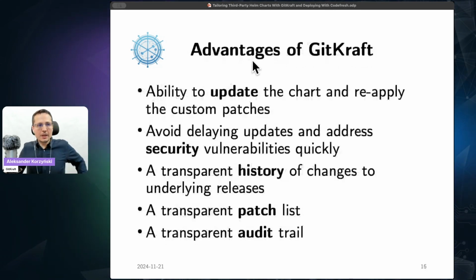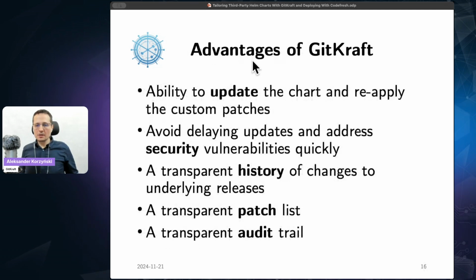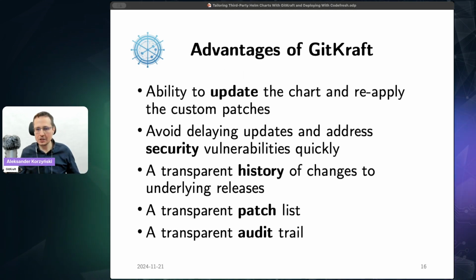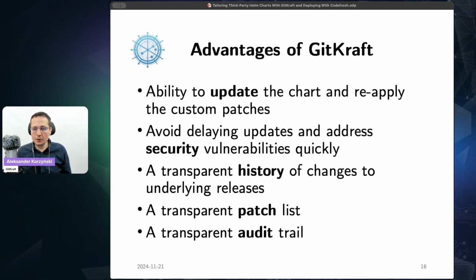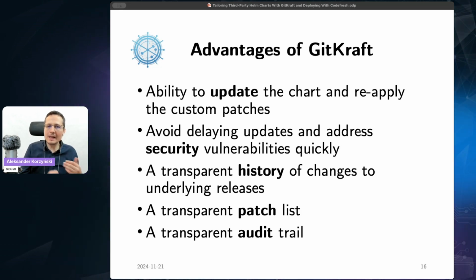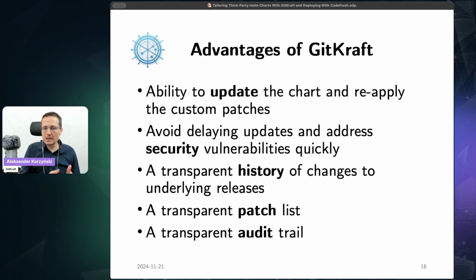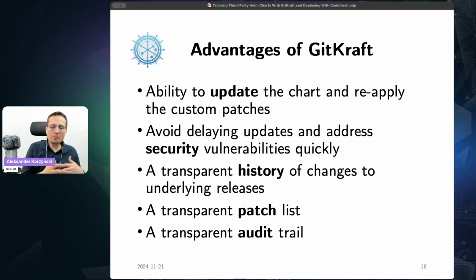All right, so just a summary now. Advantages of GitKraft: you can update the chart and reapply custom patches. So that's the main advantage. You also avoid delaying updates, because this is one of the problems with patching. You patch some source code, and a new release comes up that solves a security bug, but you delay the update because that would require reapplying the custom patches. This software, GitKraft, makes it easier for you to reapply them, so you don't delay updates, especially important security updates.